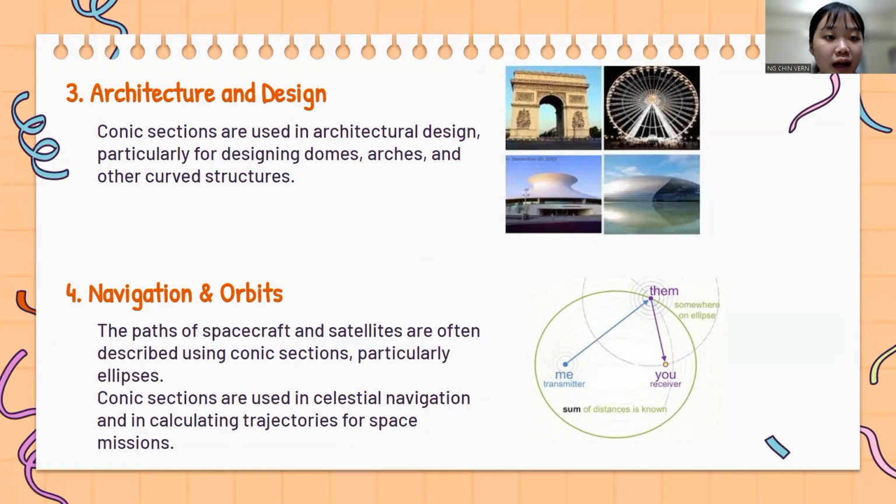Third, architecture and design. Conic sections are used in architectural design, particularly for designing domes, arches, and other curved structures. Fourth, navigation and orbits. The paths of spacecraft and satellites are often described using conic sections, particularly ellipse. Conic sections are used in celestial navigation and in calculating trajectories for space missions.